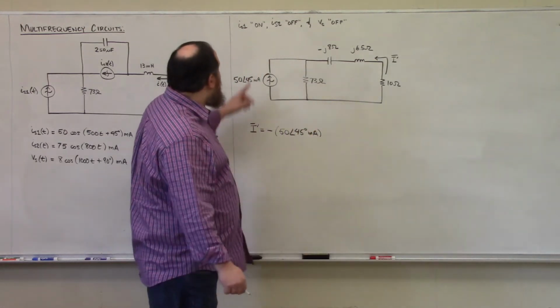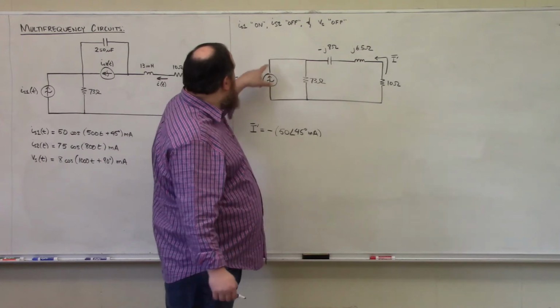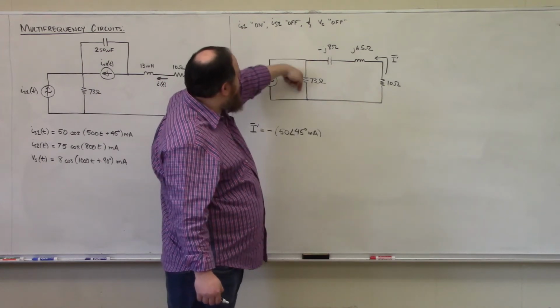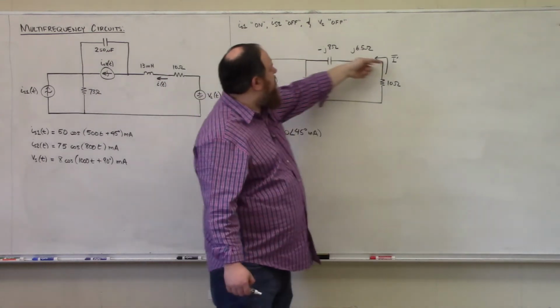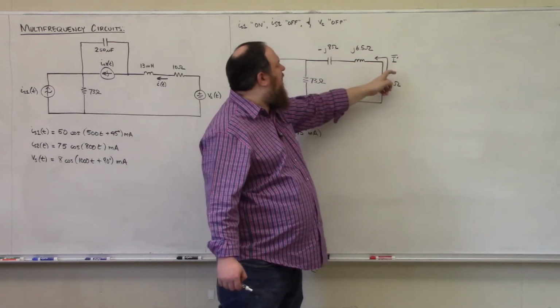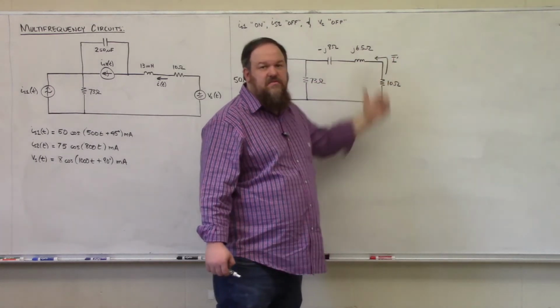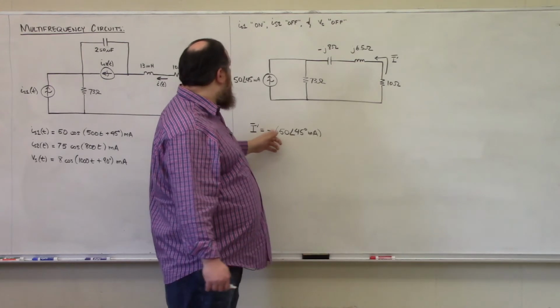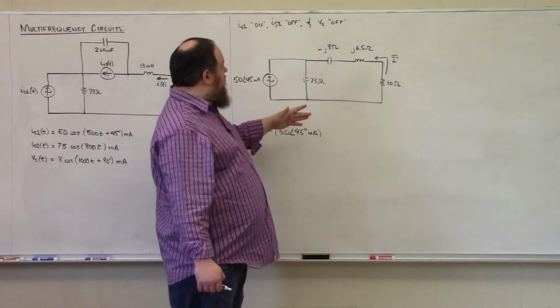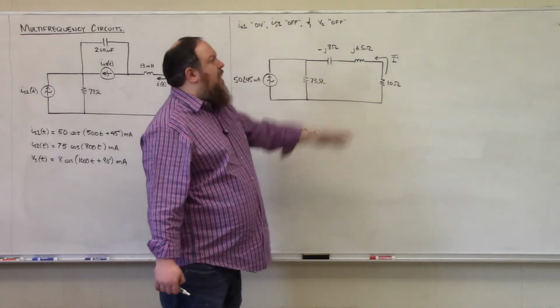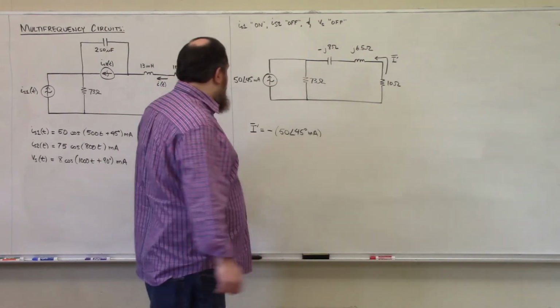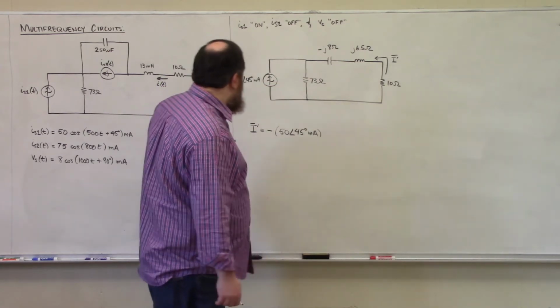And the reason why I say it's negative is because when this current hits this node, it's going to split. Some's going to flow down and some's going to flow to the right. Well, this current I prime is directed to the left through that branch. And so current division would give me the current opposite the direction that I'm actually trying to find it in. So that's where this negative sign comes in.